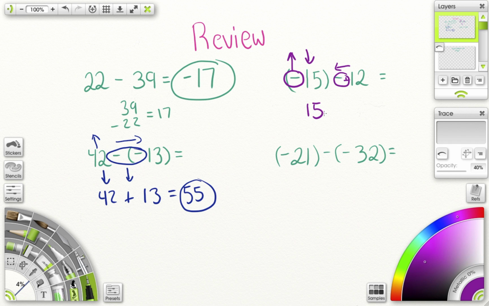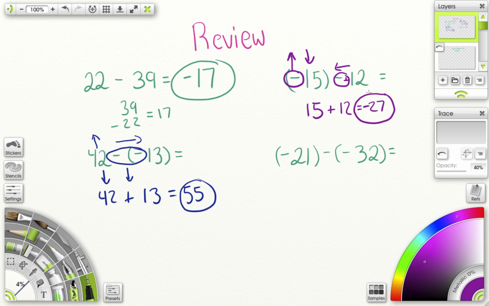I'm going to take 15 and I'm going to add 12 to it, because if I'm adding 12 to 15, I'm getting further away from 0. Because remember, it's going to be a negative answer. So 15 plus 12 equals 27. However, remember, we're in the negative range, so I have to put my negative that I tossed to the side back over here, and my answer is negative 27.